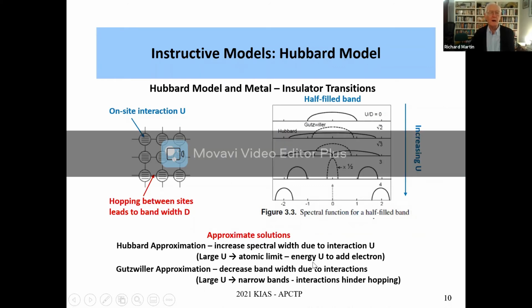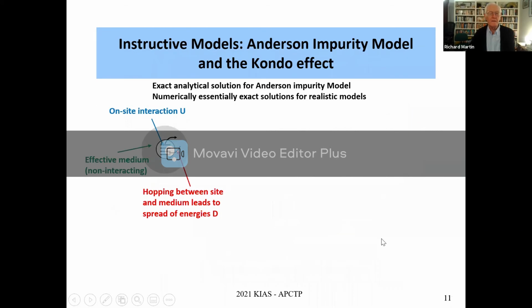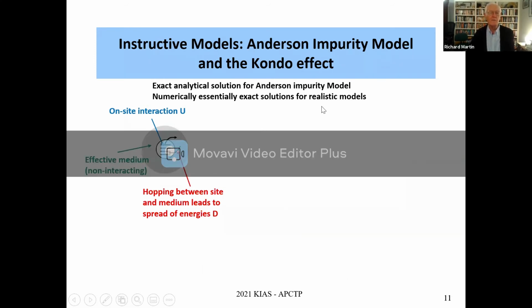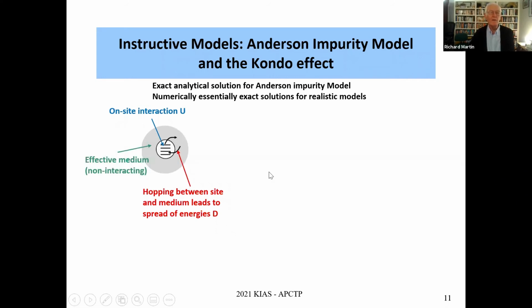So let's look at another model. The Anderson impurity model is a model for the Kondo effect, which is in a different category. Because the interactions are only on one site, you can actually do the exact calculations. And so for the model, they're exact analytic calculations. And for more realistic systems, there are ways to do the calculations numerically. So we really know what the results are in this case.